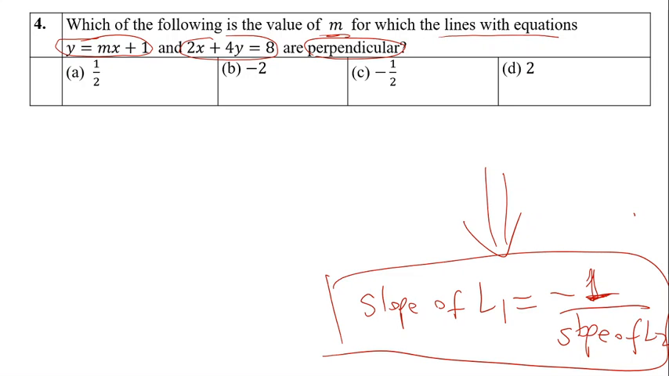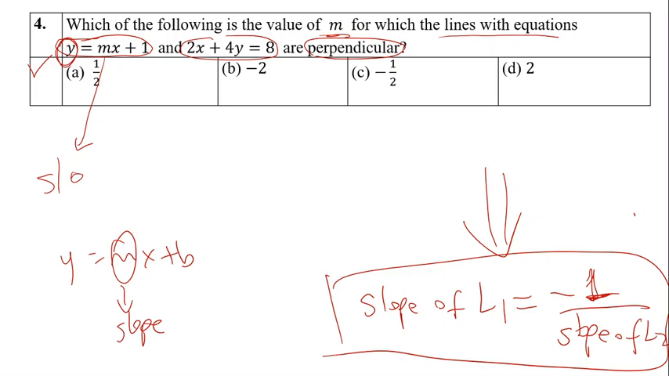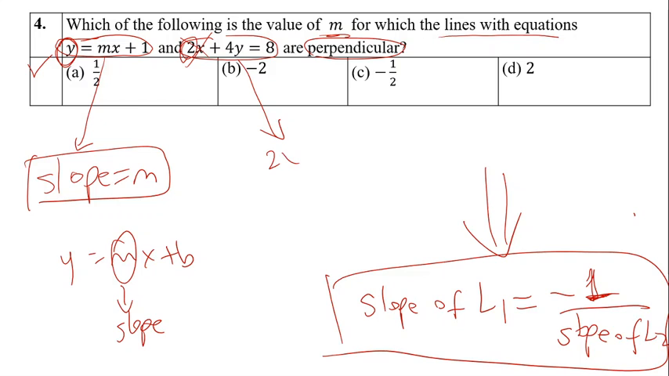Now, what's the slope of the first line? The slope is, so y is alone here, so it's y equals mx plus b type. So you can directly say the coefficient of x is the slope. So slope here is m. But when you look at this equation here, don't say the slope is 2. No.